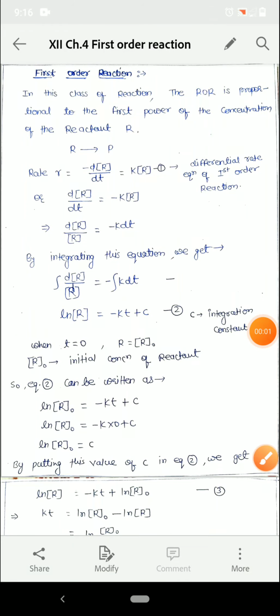Hello and welcome students. Today we are going to study the first order reaction. Okay, so what is a first order reaction?